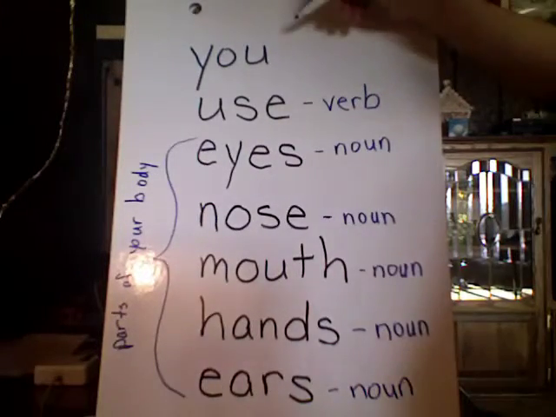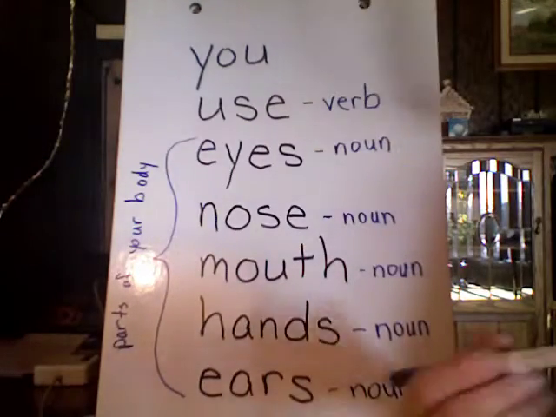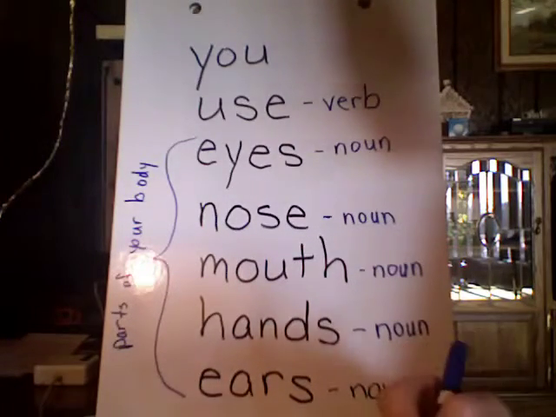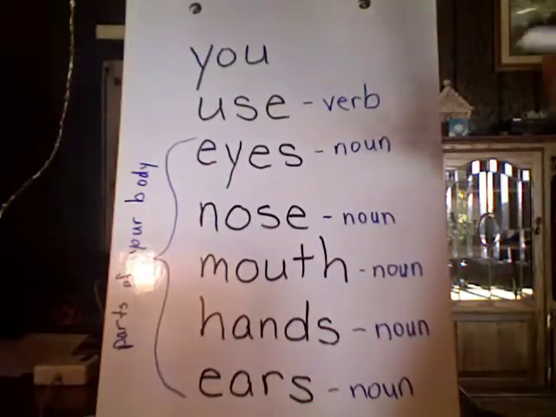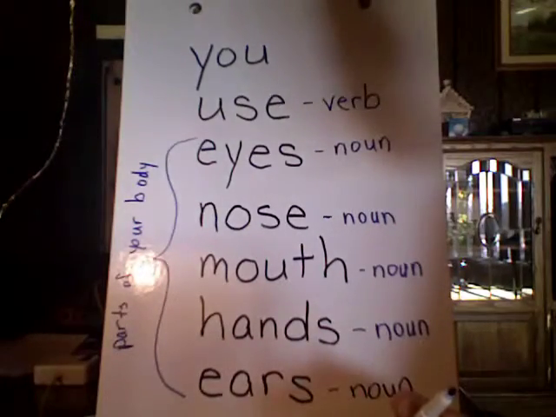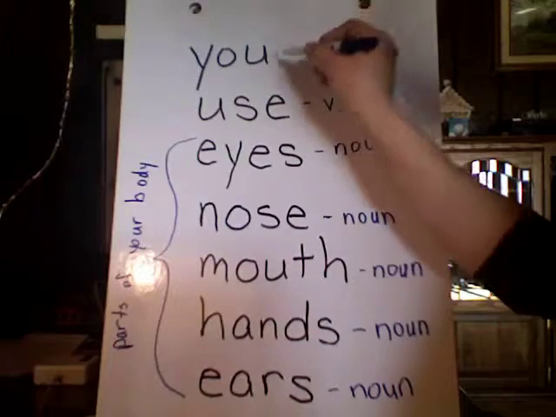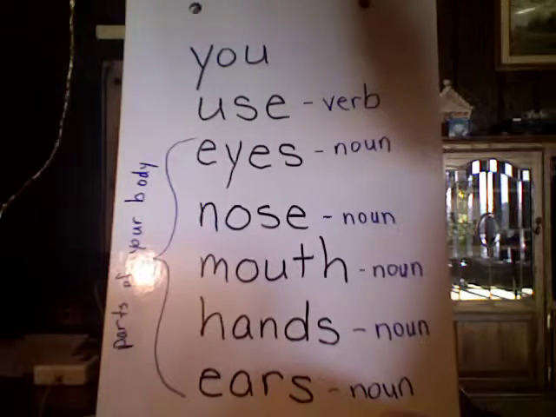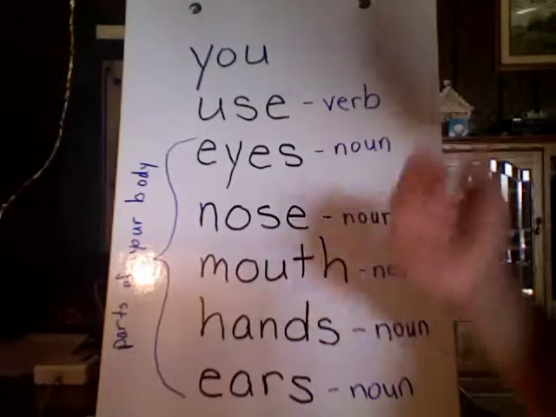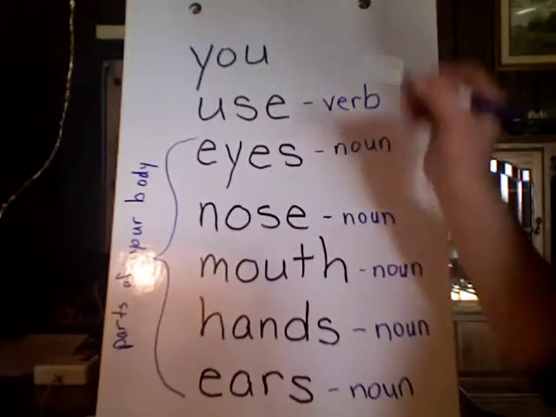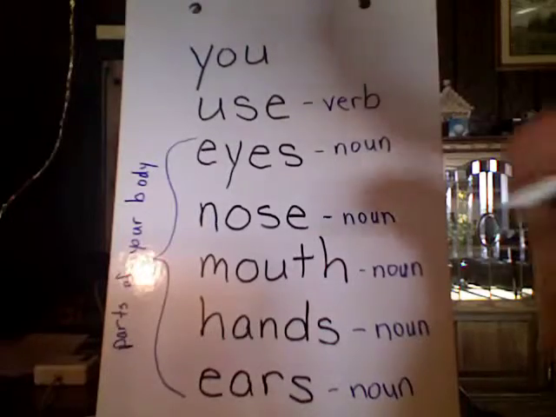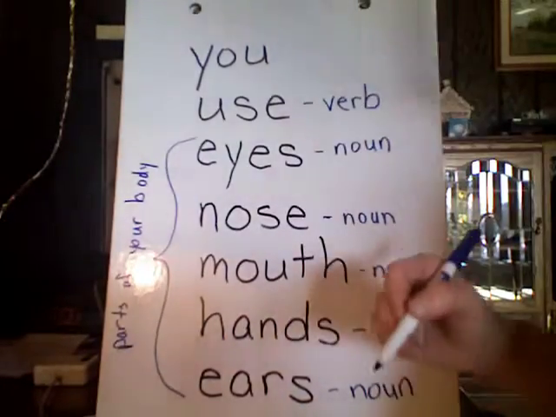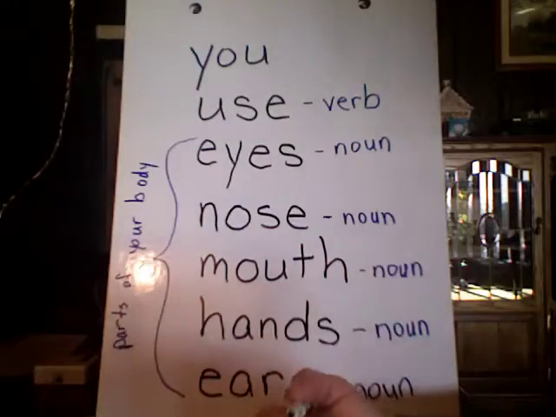So, you is a word, and we haven't talked about this yet, that we use instead of a noun. Instead of saying, boy, go pick up your shoes, you could say, you pick up your shoes. Or instead of saying, kindergarten, it's time for lunch, we could say, you need to get ready for lunch. Or instead of saying kindergarten, go to recess, we could say, you go to recess. This is a word we use instead of a noun. We call it a pronoun.